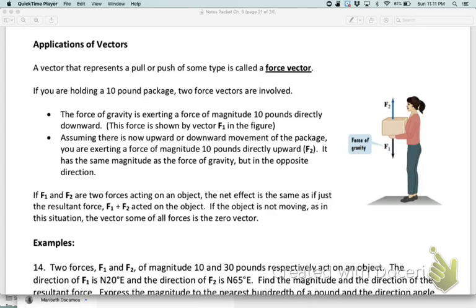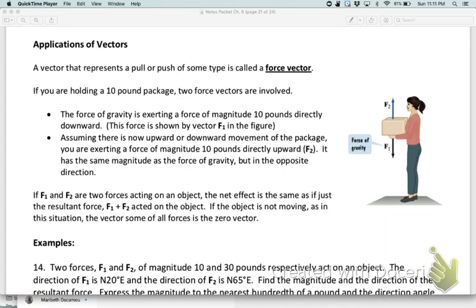All right, the last thing we're going to look at this week is some applications of vectors. A force vector is any vector that represents a pull or a push of some kind. Here's an example. Let's say that you're holding a package that is 10 pounds. There are two force vectors involved in that scenario.